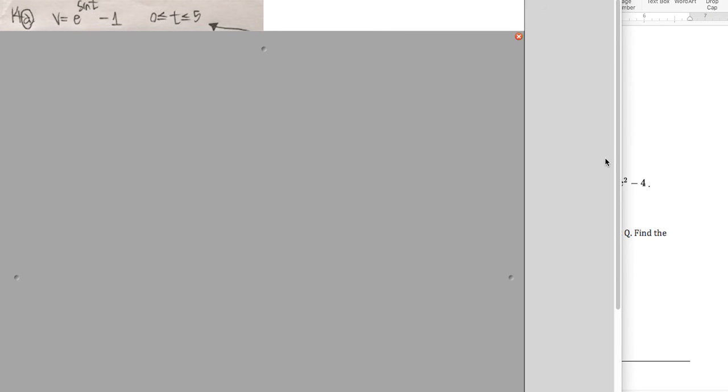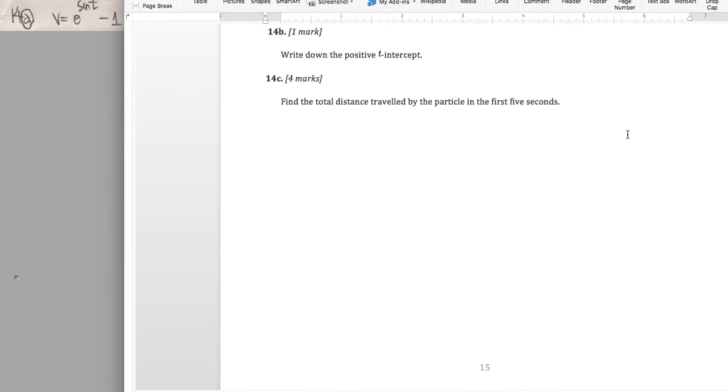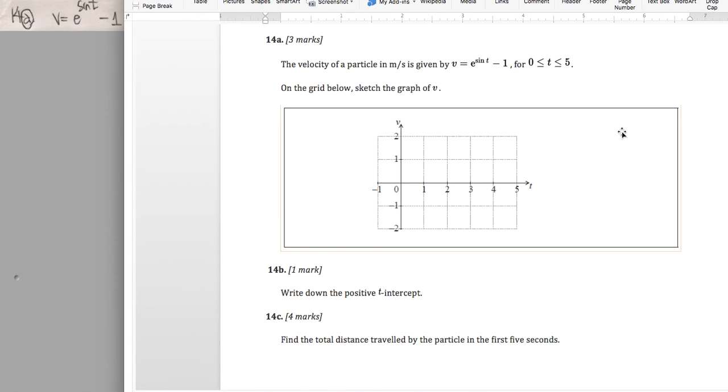Just checking in and wanting to review some calculus for IBSL level exam paper prep. The question is number 14. Here it is as it appears on the exam paper. We're given the velocity of a particle as a function, and we're asked to sketch on the grid provided, and then find the t-intercept and the total distance traveled. So there's the question, and keeping in mind this is a paper 2 question.